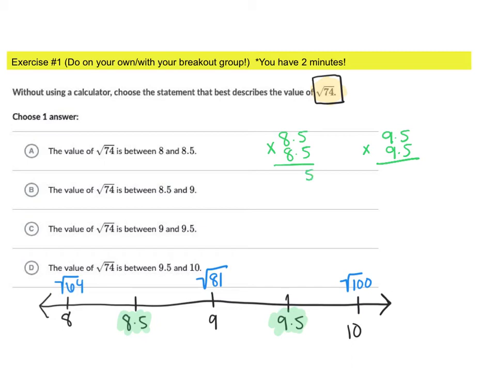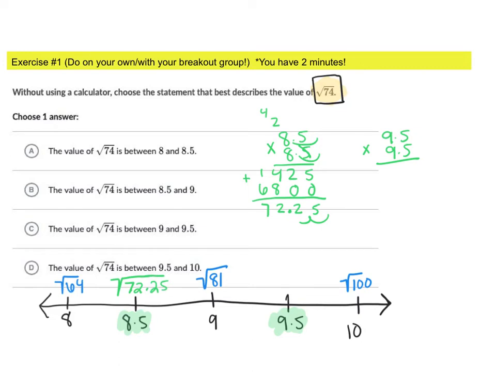5 times 5 is 25, carry the 2. 5 times 8 is 40, plus 2 is 42. Space holder for our 5. 8 times 5 is 40, carry the 4. 8 times 8 is 64, plus 4, 68. 5 plus nothing is 5, 2 plus nothing is 2, 8 plus 4 is 12, 6 plus 1 is 7, and our decimal is 2 spaces in. So this is the same as saying the square root of 72.25.